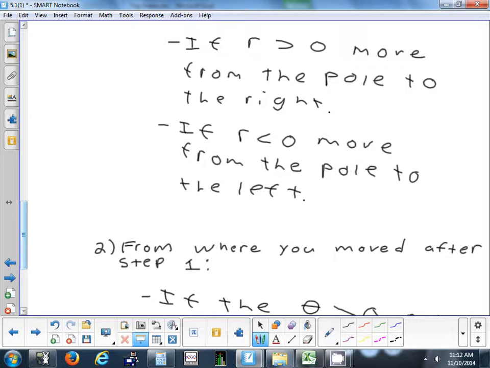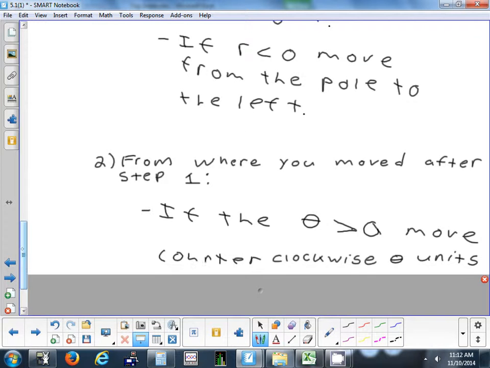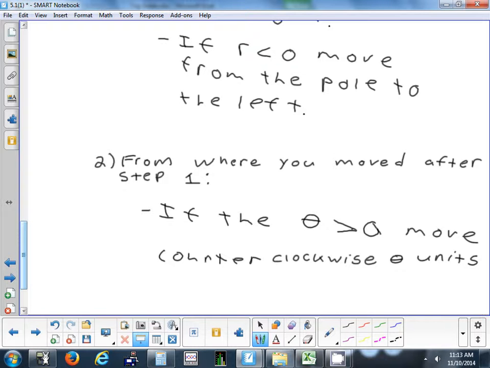And which direction you move is going to depend on if the angle is positive or negative. If your angle is positive, you go counterclockwise that many units, right? Starting from where you already moved in step 1. Okay, so if theta is positive, you're going to move counterclockwise that many units.